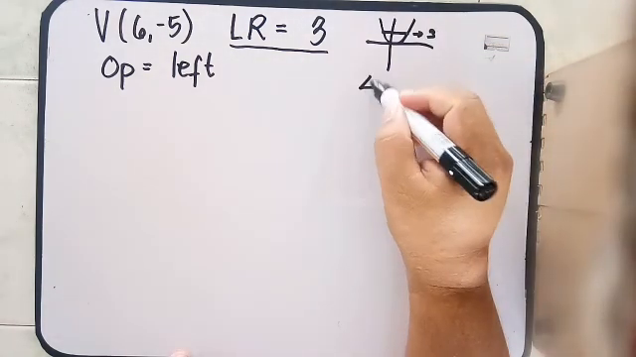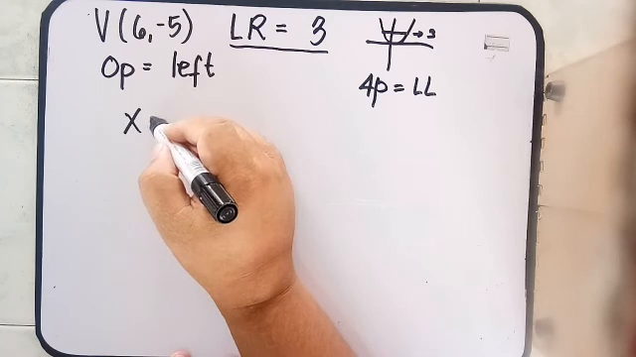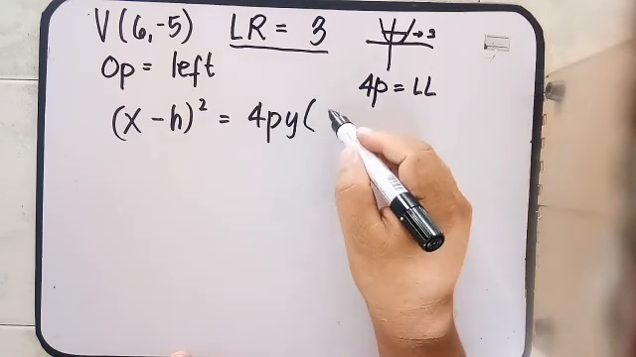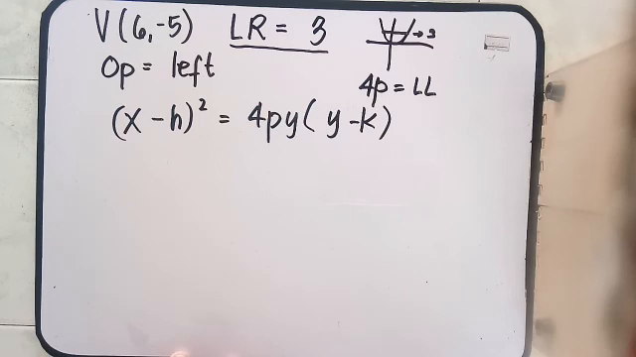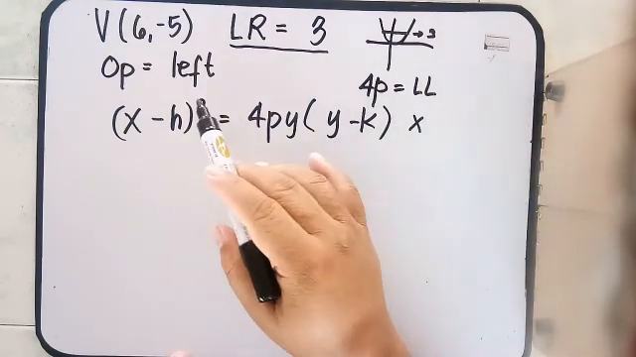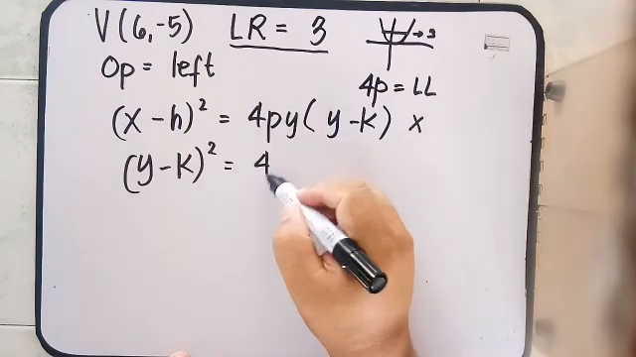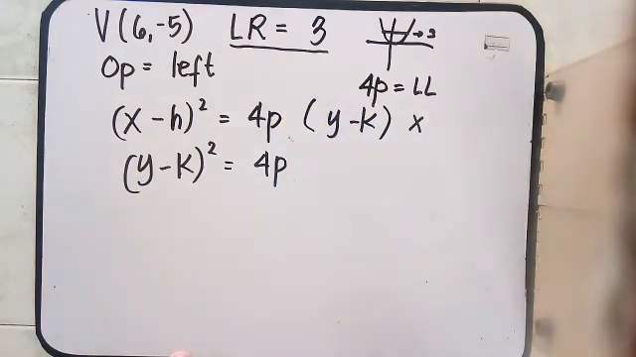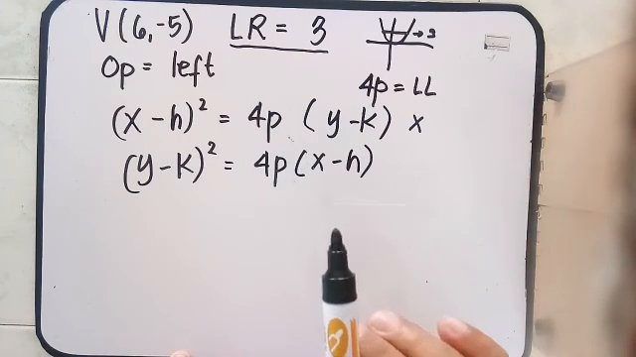Okay. And remember that the latus rectum is 4p. That is the length of your latus rectum. Now, let us take into consideration the vertex 6, negative 5. The general form of the equation is (x minus h) square is equal to 4p(y minus k). Since it is left, where is the square? We will not use this one, because it is left. So we use the equation (y minus k) square is equal to 4p(x minus h), because the opening of its graph is left. That means the square should be on the y.